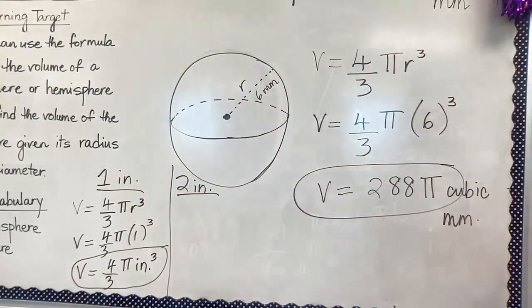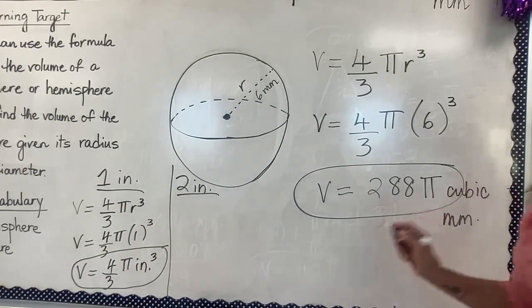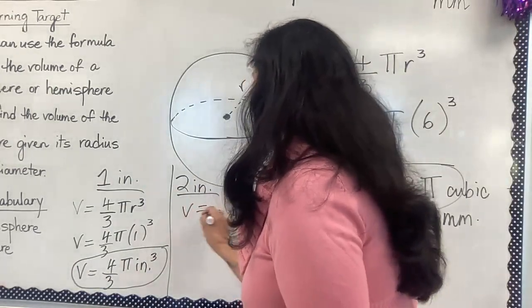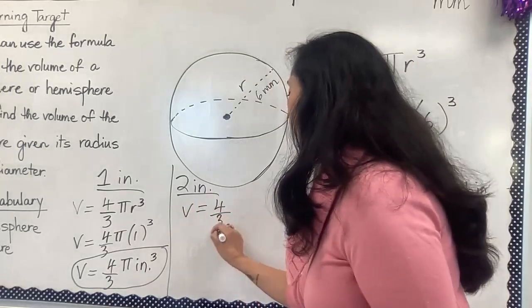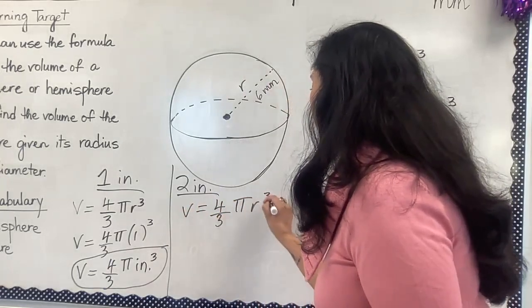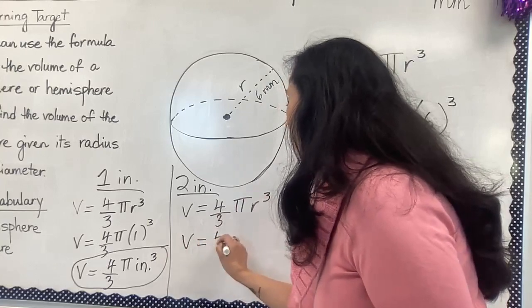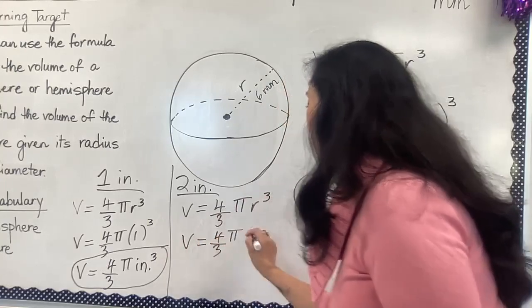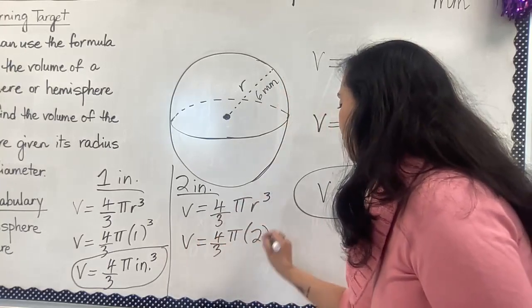Let's look at what happens when I double it. So now I'm going to do volume again, 4/3 pi r cubed. So volume is 4/3 pi, and now r is 2 cubed.